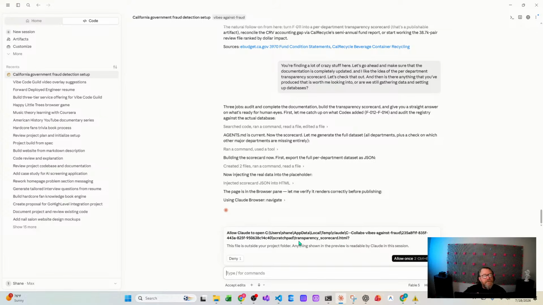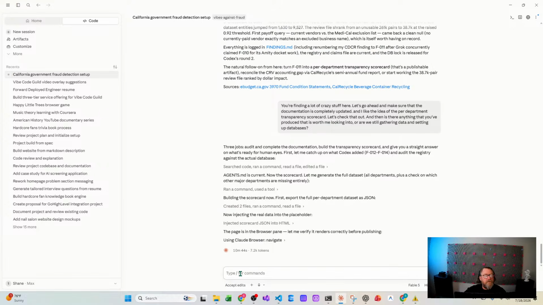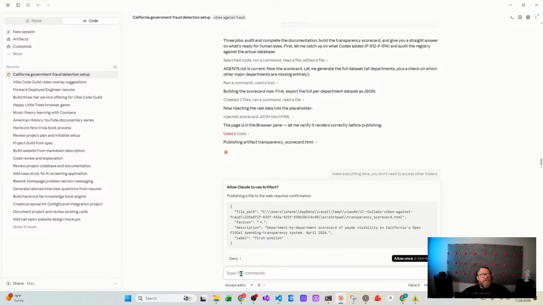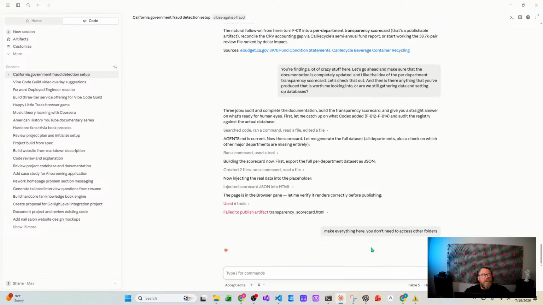What is this doing? Open that. Why? Why is it making stuff in my documents folder? It's trying to do something outside of this folder, which, no. No. Make everything here. You don't need to access other folders. No.